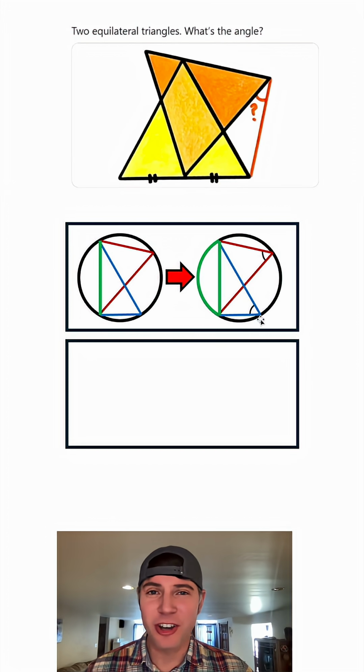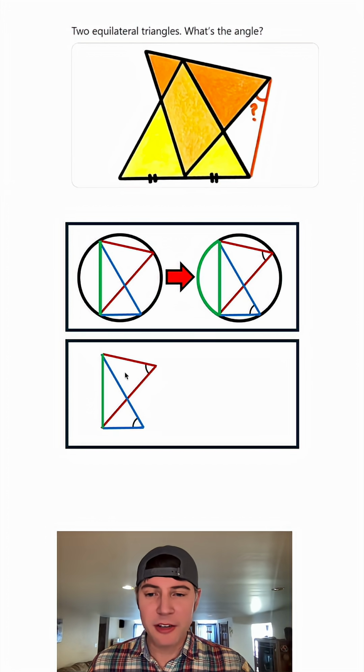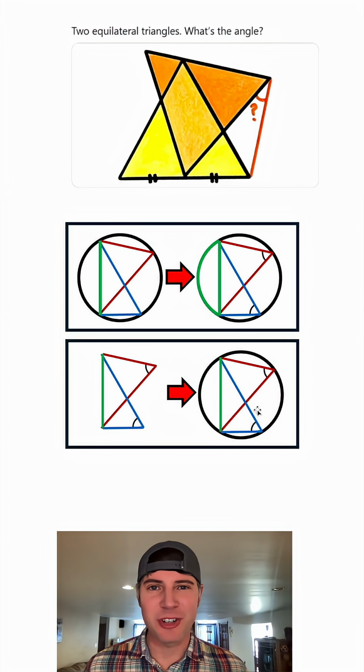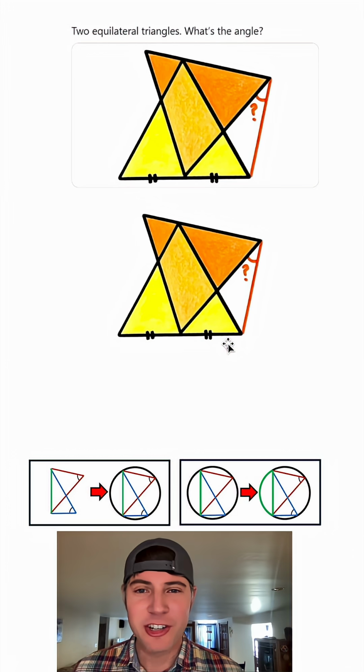And the converse is also true. If you have two congruent angles that subtend the same segment, they are two inscribed angles in the same circle. Both of these will always be true. So now let's look at our figure.